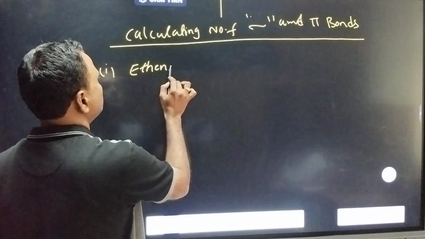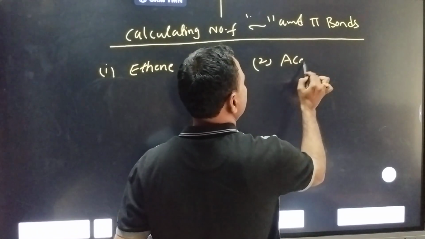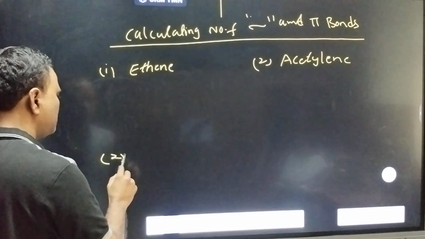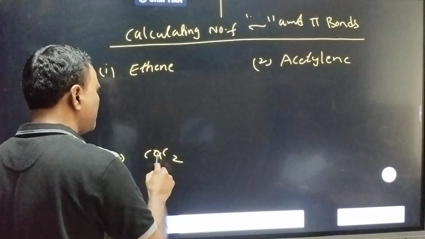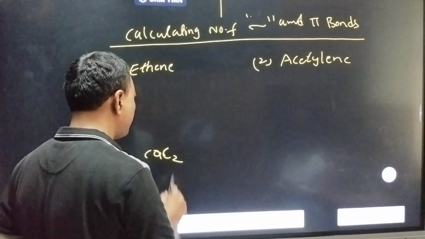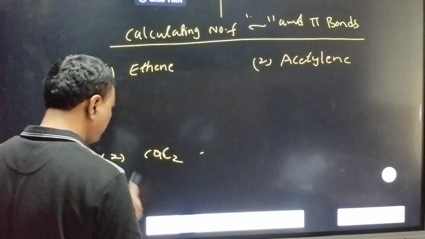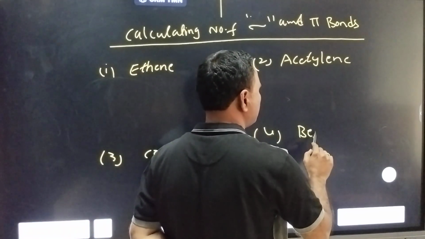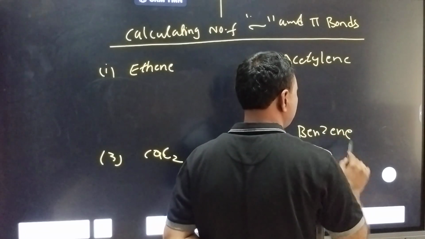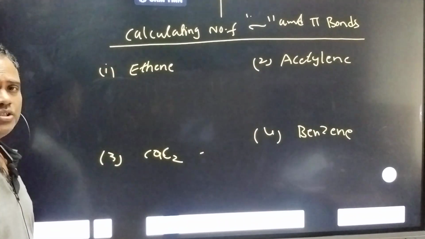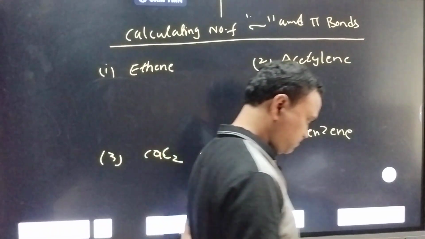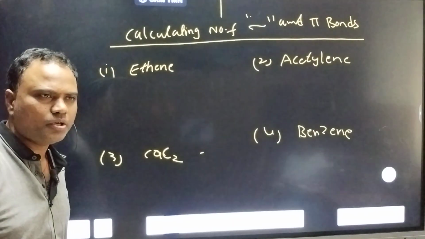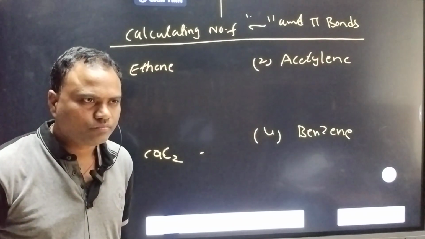Ethene, acetylene, CaC2. This is an important example: calcium carbide, CaC2. Fourth one, benzene. Can you say, ethene is having how many sigma and pi bonds? Ethene is having one sigma and one pi bond.